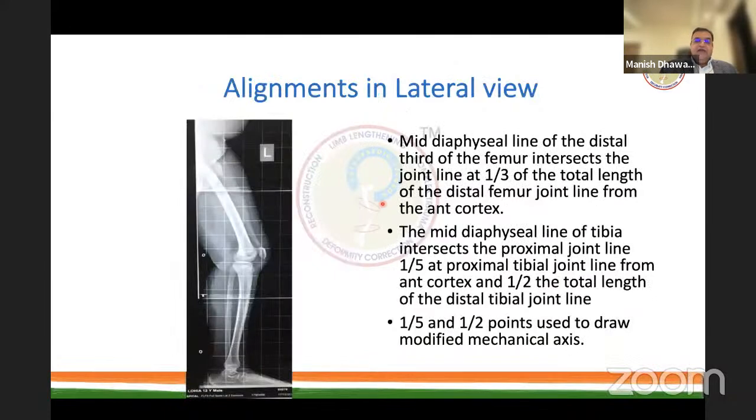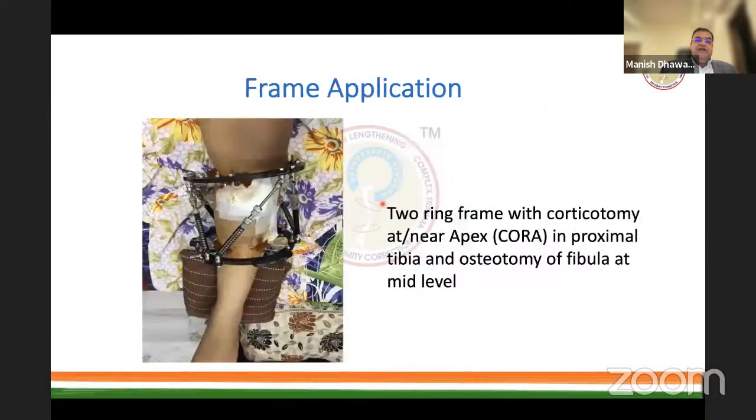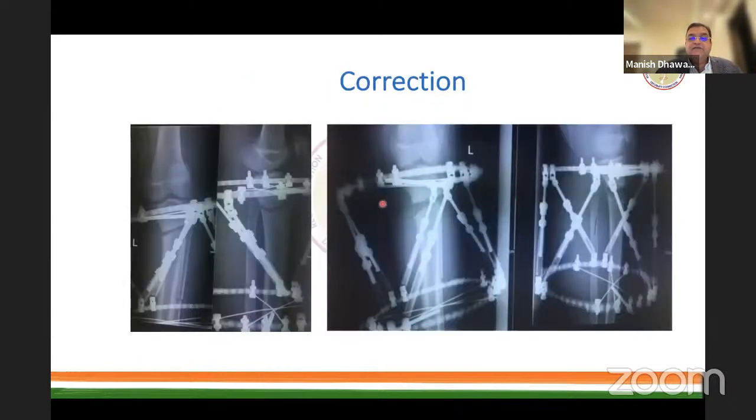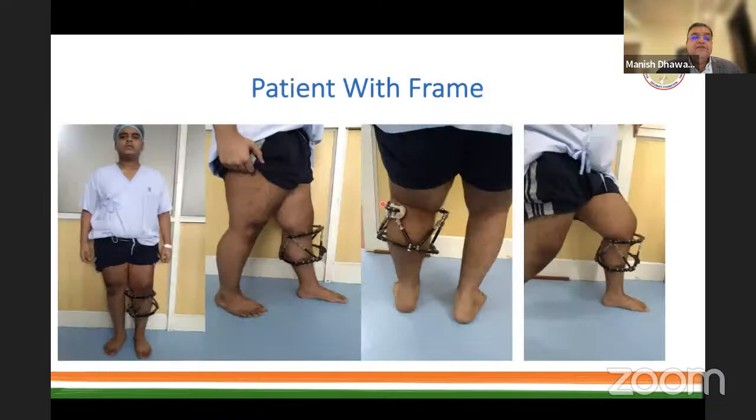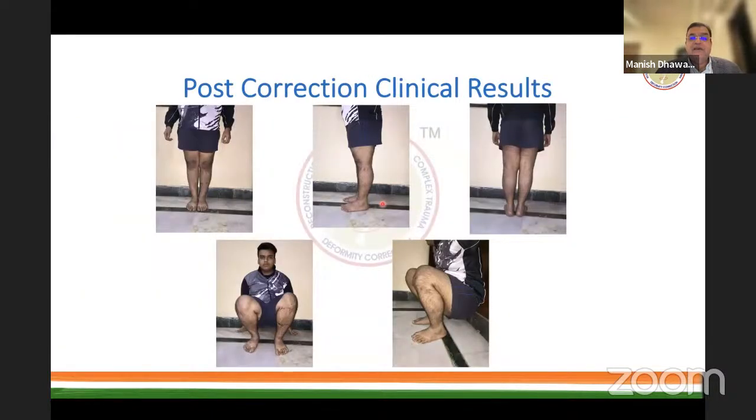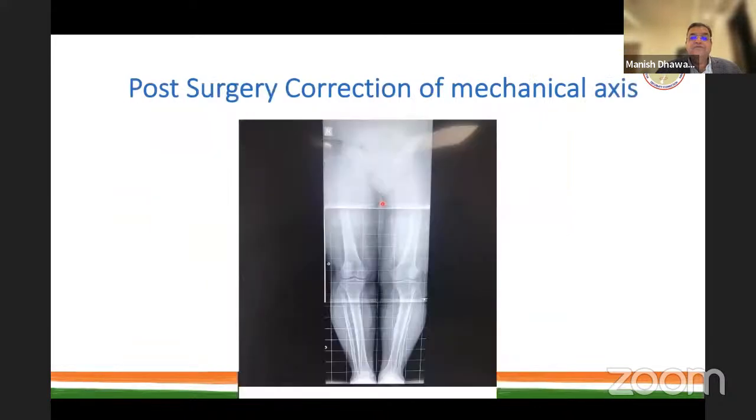Now we drew the line in the sagittal view, the lateral view. Everything was okay, 85 degrees, 81 degrees, so it was acceptable. So it was basically a frontal plane deformity. So TSF was applied. This is the correction which is happening. You can see that TSF is very patient friendly also. Only two rings can suffice the whole assembly. So he's very comfortable. You can see the alignment, and you can see he has full knee movements. So the post-surgery correction is also acceptable.